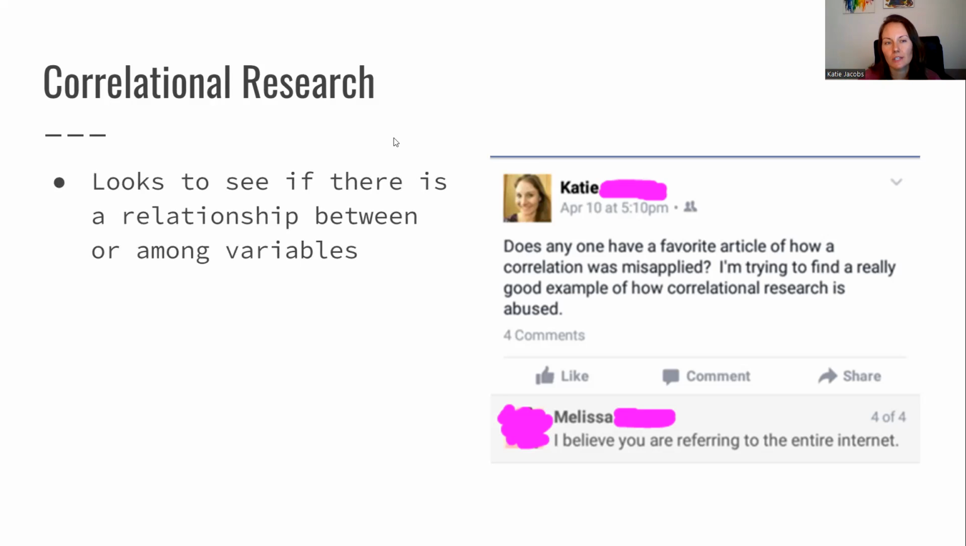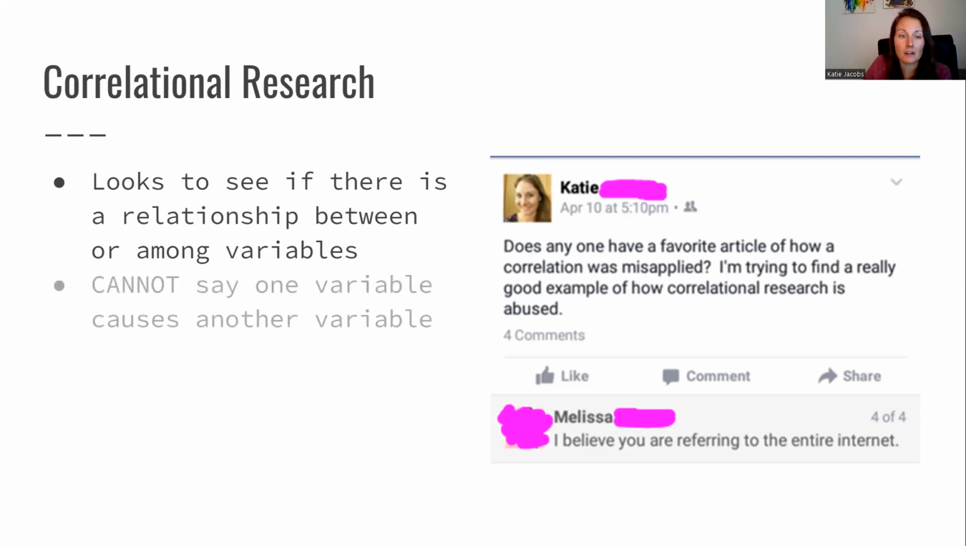All correlational research does is see if there's a relationship between or among variables. So, for example, is there a relationship between how much sleep someone gets the night before an exam and how well they do on a test? So in that example, if we see that there is a positive correlation, we're saying that as you got more sleep, your test score went up. That doesn't mean the sleep caused someone to get a better score. It could be if we did a different type of research design. But with a correlational research design, we can just say they're related. We can't say that one caused another.